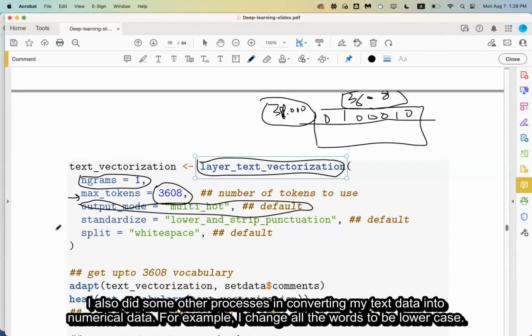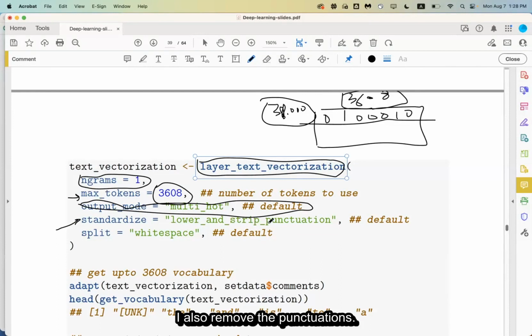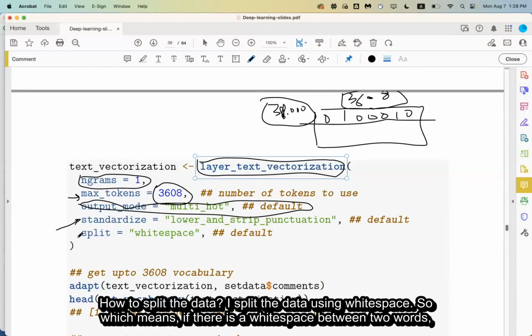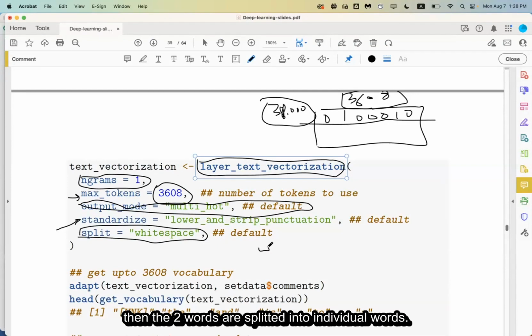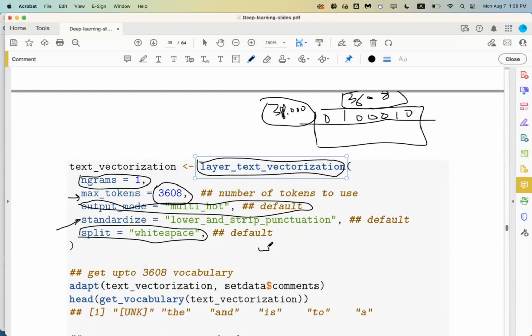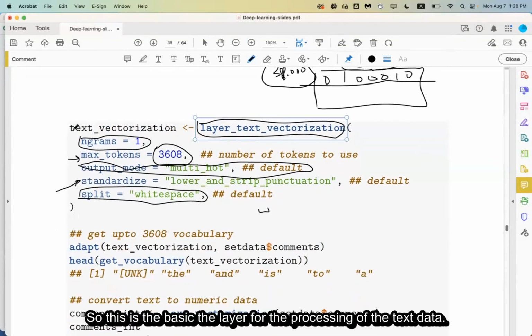I also did some other processing in converting my text data into numerical data. For example, I change all the words to lowercase. I also remove the punctuation. How do I split the data? I split the data using white space, which means if there's a white space between two words, then the two words are split into individual words. So this is basically the layer for the processing of the text data.